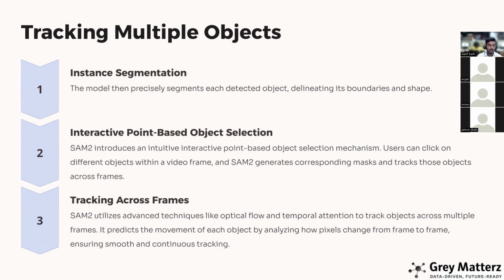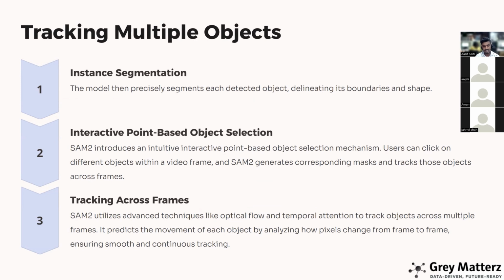If you are tracking multiple people in a crowded scene, SAM2 may struggle to differentiate between them when they overlap. However, with careful tuning and additional input points, this can be improved. Now, we will see how we can track multiple objects.